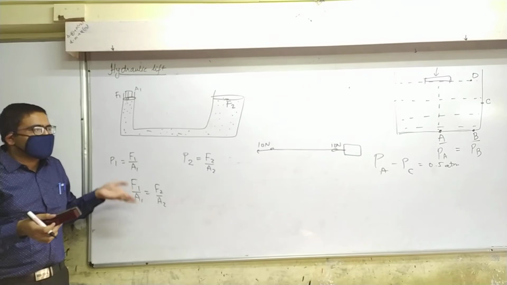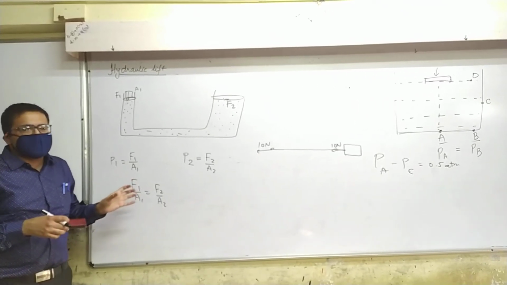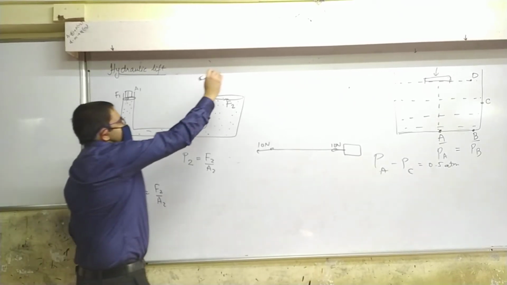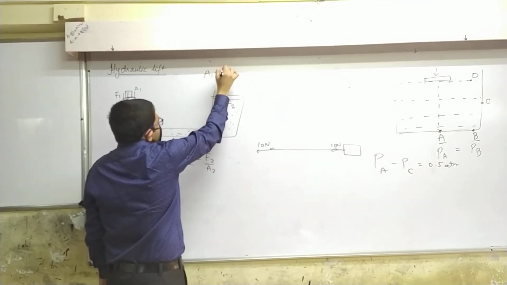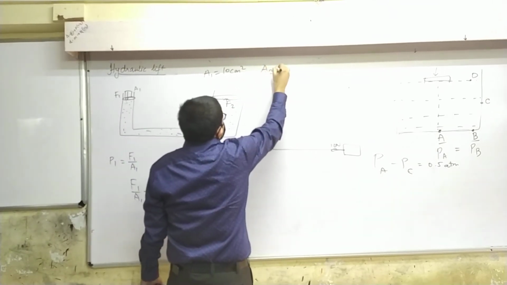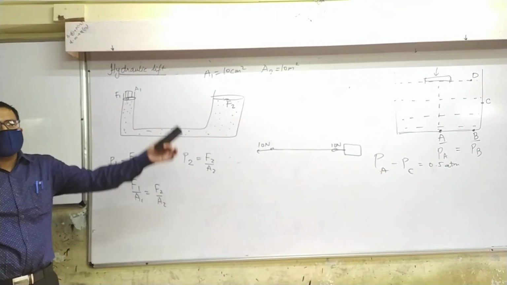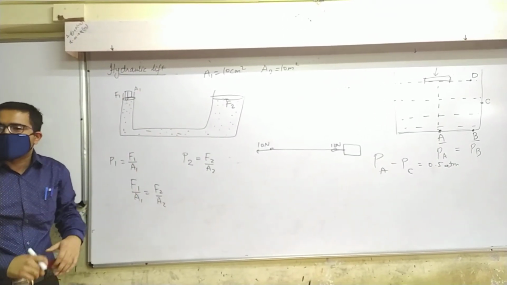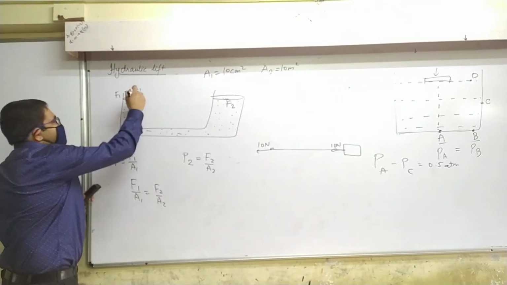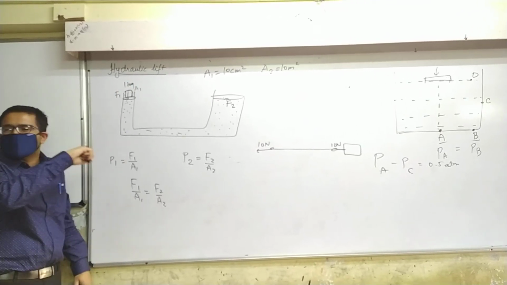You might be thinking, what's the big deal about this equation? Simple as that, but it does wonders. Let's see how. Suppose that area 1 is 10 centimeter square and area 2 is 10 meter square. I'm using values so that we'll get a feel of how things work. Now let's say you put some 1 kg object, only 1 kg.